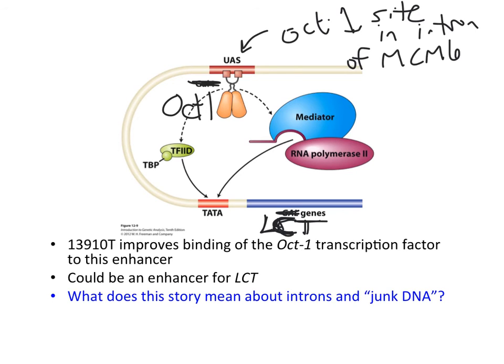See, I'd like you to think critically for a minute, if you would, please, about the question in blue. What does this all mean? The couple stories we looked at, especially this one about the OCT1 enhancer, what does it tell us about introns and the so-called junk DNA?